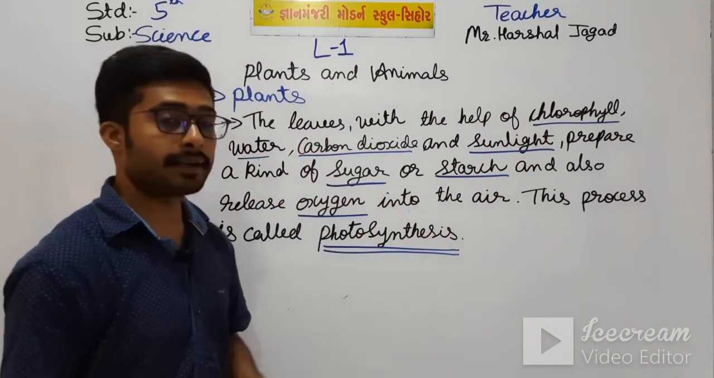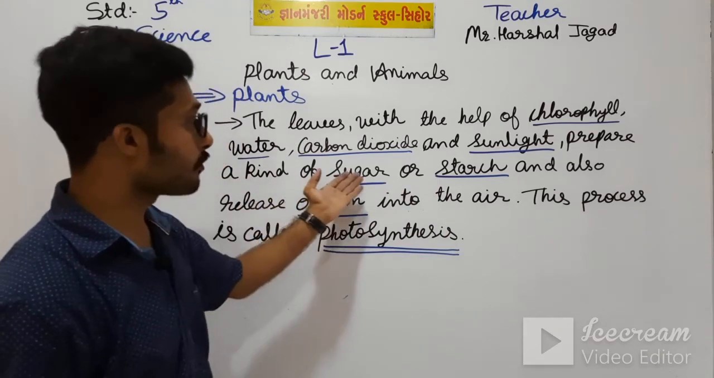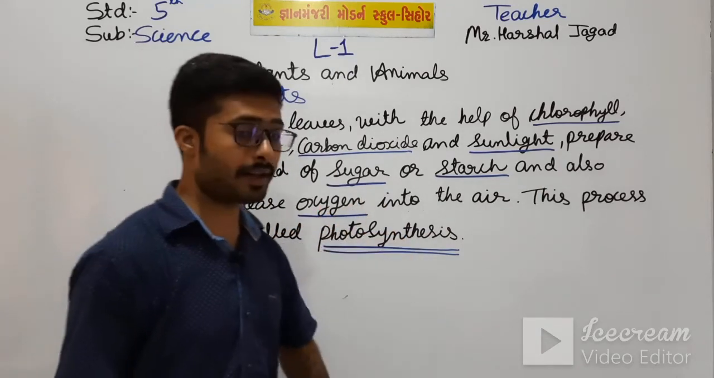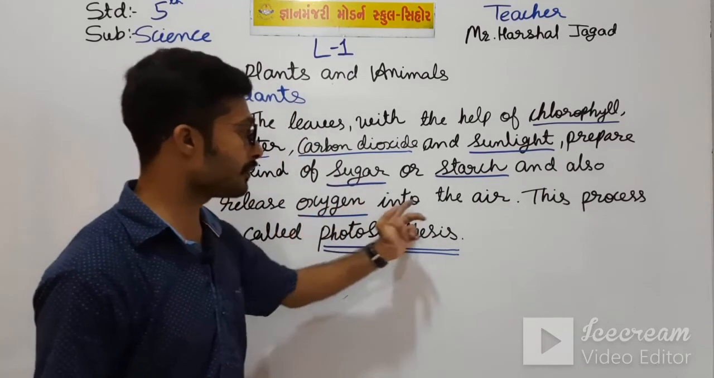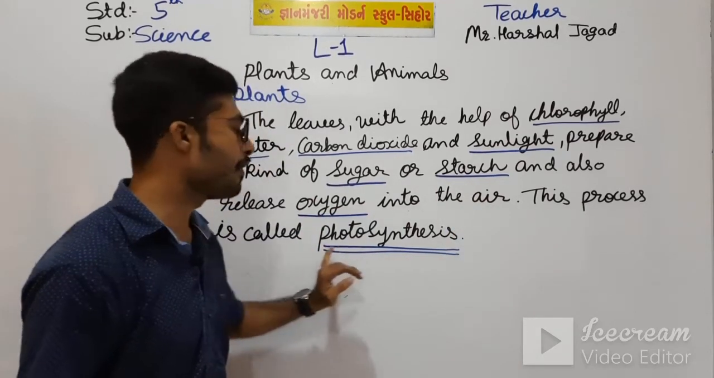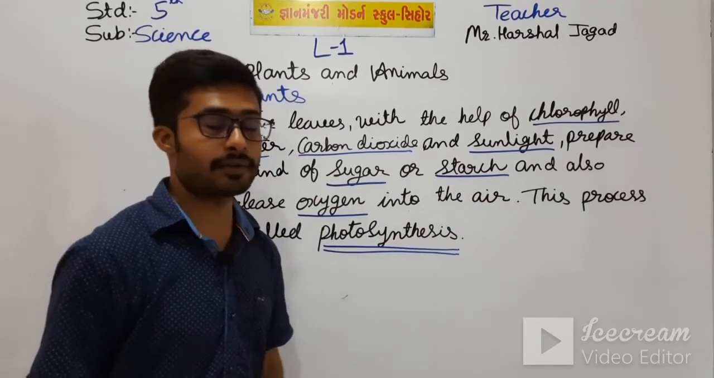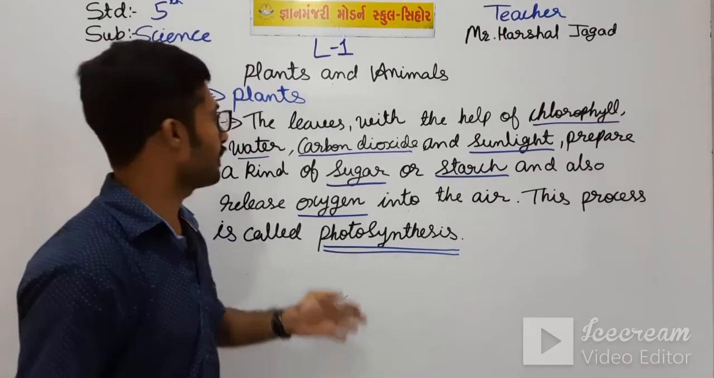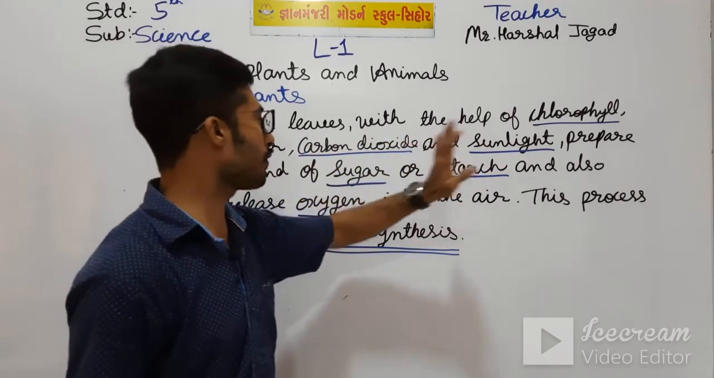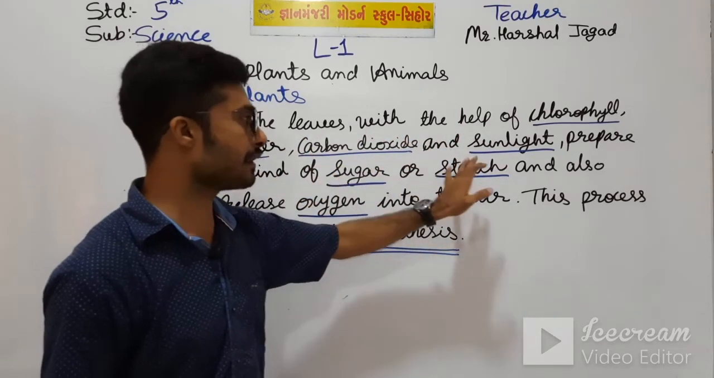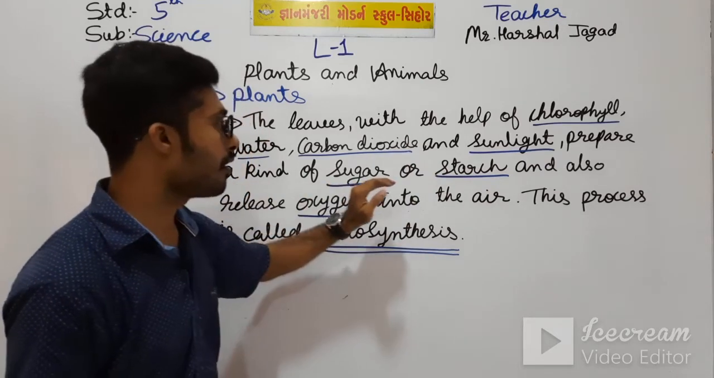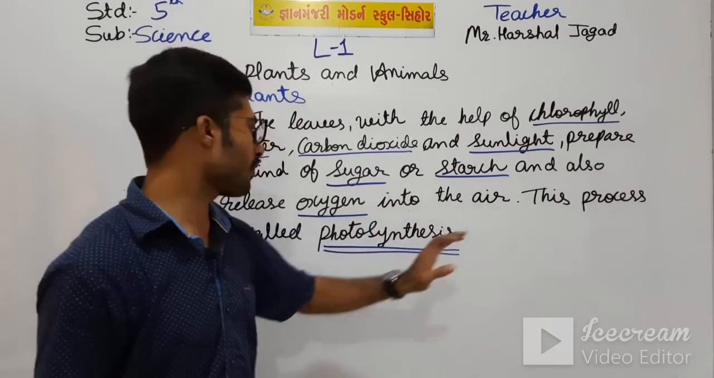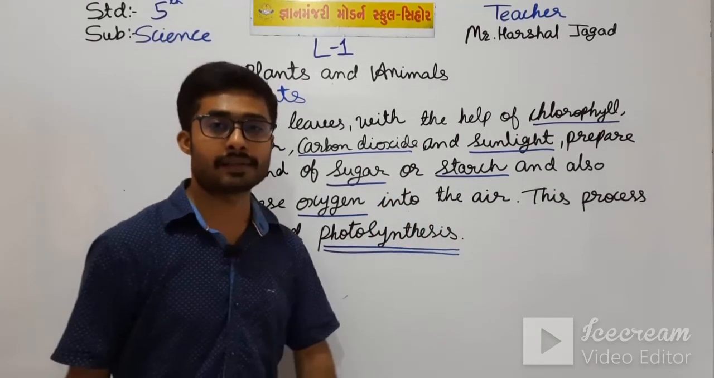Okay, what does it give? It prepares a kind of sugar or starch and also releases oxygen. What does it release? It releases oxygen into the air. This process is called photosynthesis. Okay students, this is the photosynthesis definition. Let's repeat again. The leaves, with the help of chlorophyll, water, carbon dioxide and sunlight, prepare a kind of sugar or starch and also release oxygen into the air. This process is called photosynthesis.